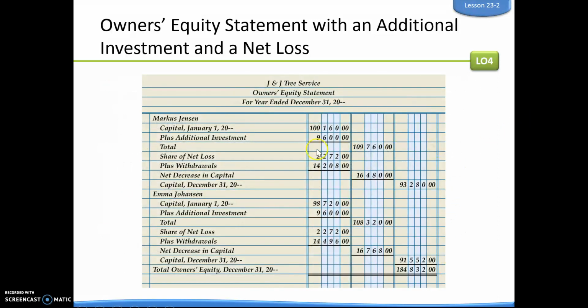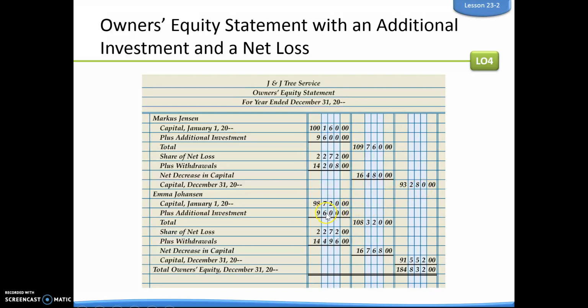For Marcus, it has his initial capital. He added some additional investments, so we have a total amount that he has put in so far over the month. Then we have his net loss plus his withdrawal. Remember, a loss is coming out. It's not income, so it's not being added. We add that next to the withdrawal, since those are both items coming out. So he has a net decrease in capital this month. And so we take that 109,000 and take out the 16,000, so his capital is down to 93.